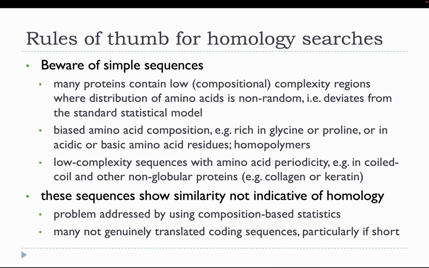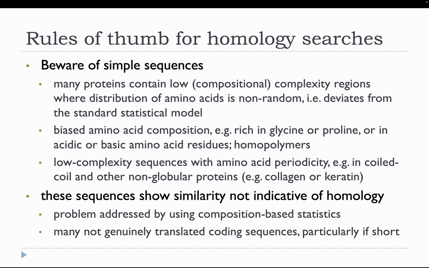One of the problems we've got with homology searches is simple sequences. Many proteins will contain regions of very low compositional complexity. The substitution matrices, where we say the chances of an alanine turning into a glycine or a proline turning into a phenylalanine is this, and the scores you get from them, are based on the idea that you're drawing on the full alphabet of amino acids. But if your sequence is just all glycines, 50 glycines in a row, that will look very similar to any other sequence that has 50 glycines in a row.